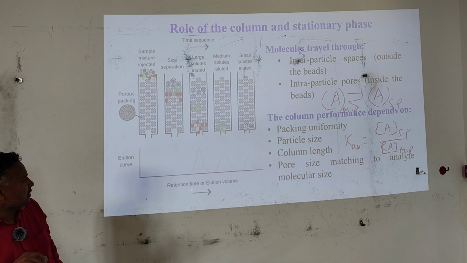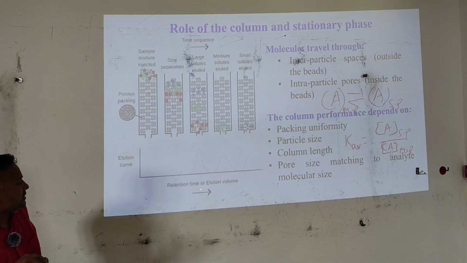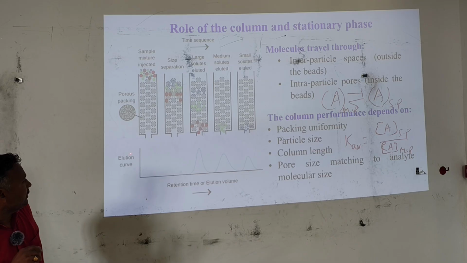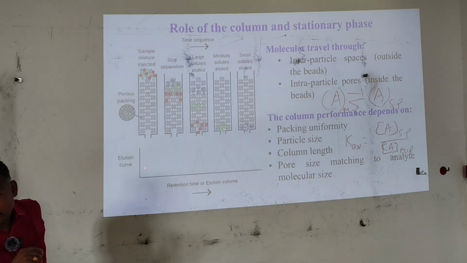What is there on the x-axis? Retention time or elution volume? What is this one? Elution curve means we can say detector signal, and in some cases even molecular size.